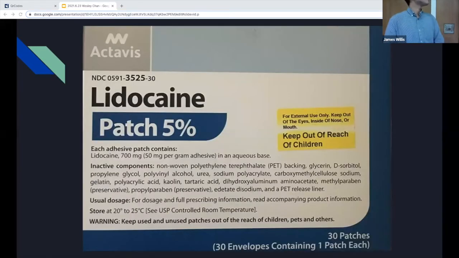These also come as lidocaine patches in topical form. I love them. I put them on basically all my patients with pain. It's an easy way to give them another pain modality to treat them.